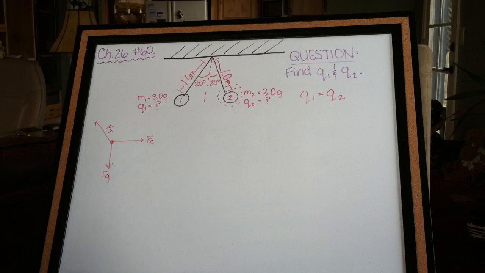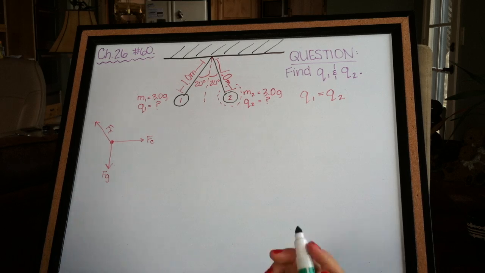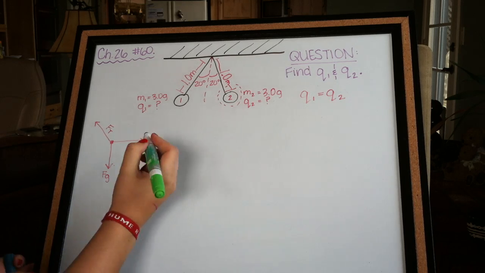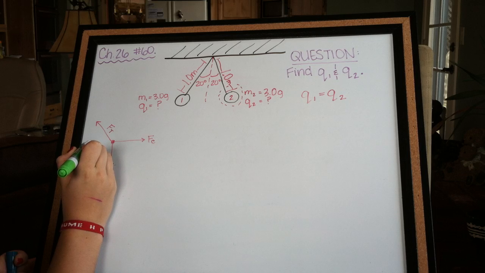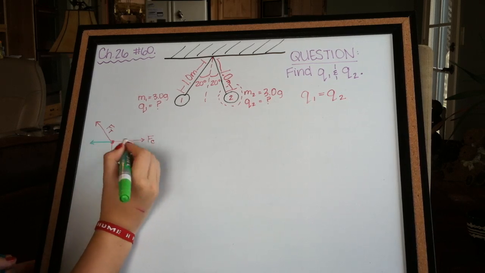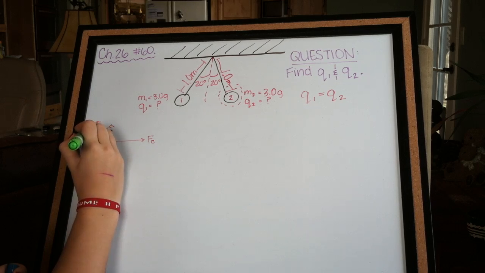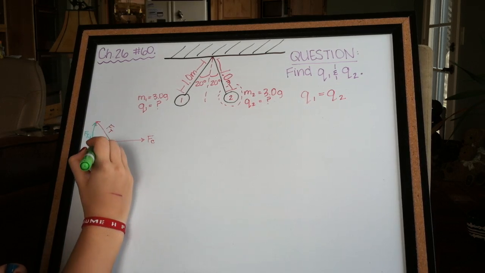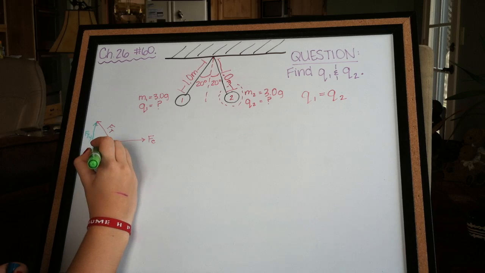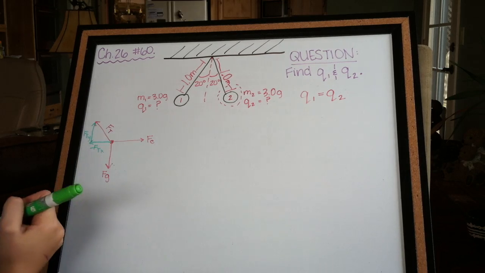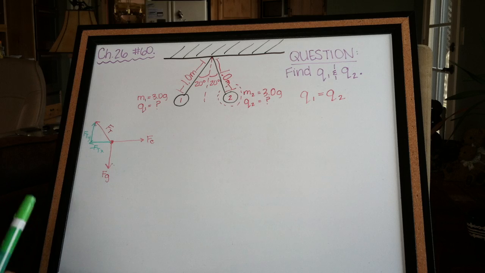Now I will break the force tension into components, and then I'm going to solve for the sum of the forces in both the x and y directions. So this force tension has a y component and an x component. The y is in the positive direction, and the x is in the negative direction. From here, I can use basic trig to solve for the components.